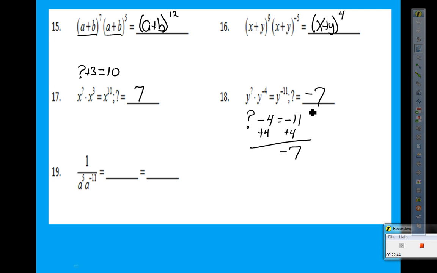And then I just tossed in one last one, 1 over a to the 5th times a to the -11th. A couple of different ways to do this, but here's the way I'm going to attack it today. This becomes 1 over. We're multiplying, so add your exponents and get a to the -6th. But bring that up and get a to the 6th.